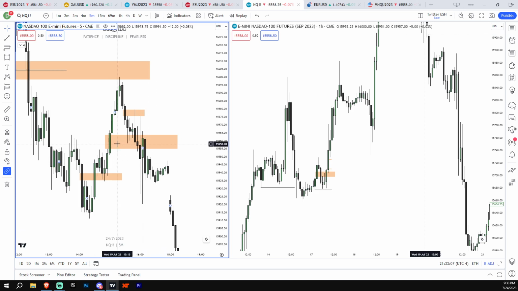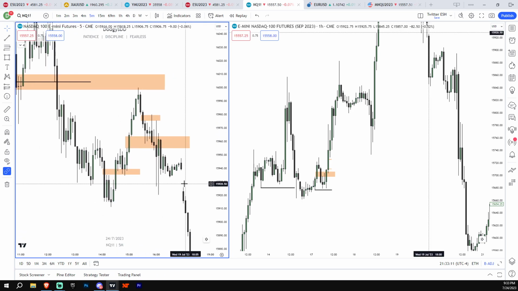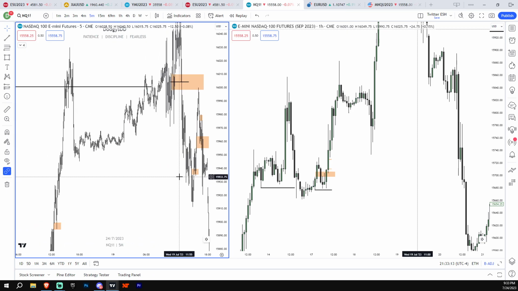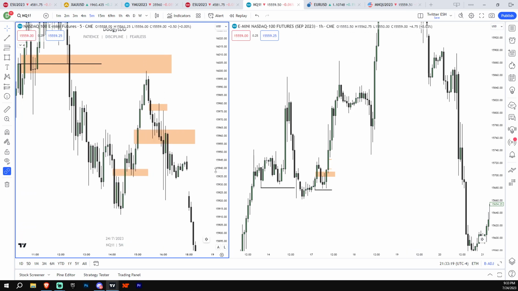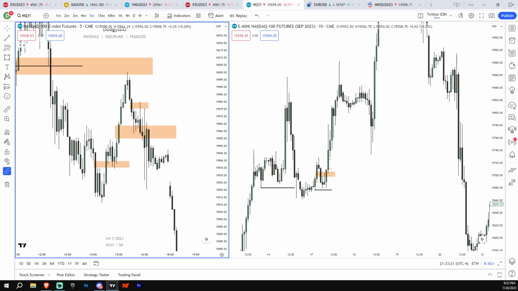But I never would have long this. Probably would not have shorted this. And the only reason why I would have long this, even though I'm still bearish here, is because we know we need a retracement. We know we're way in discount. So that's the main reason.